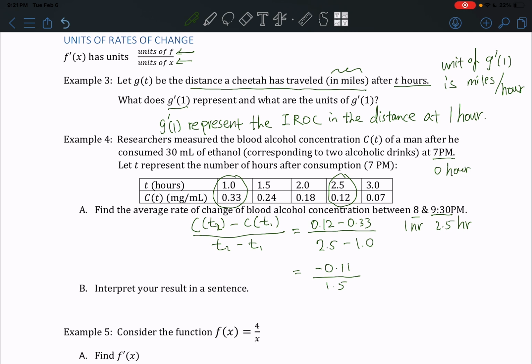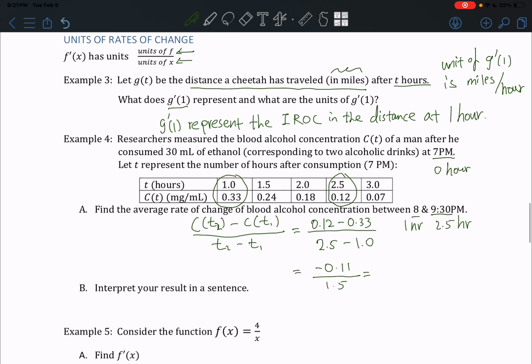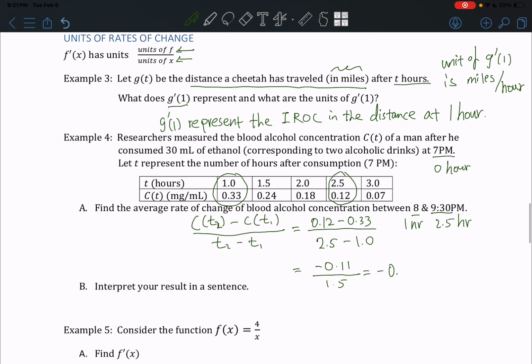Let's punch that into the calculator. Wrong button there. I have negative 0.14 repeating. Okay, that's the average rate of change.